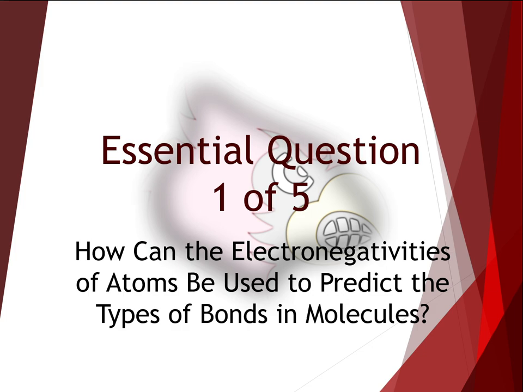At this point, you should be able to generate a full and appropriate response to today's essential question: how can the electronegativities of atoms be used to predict the types of bonds in molecules?